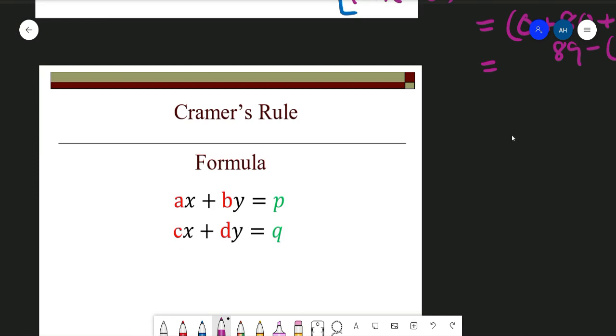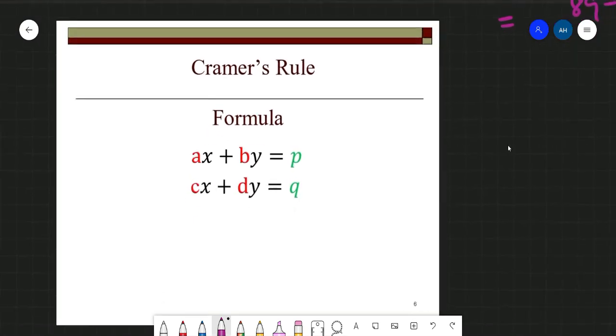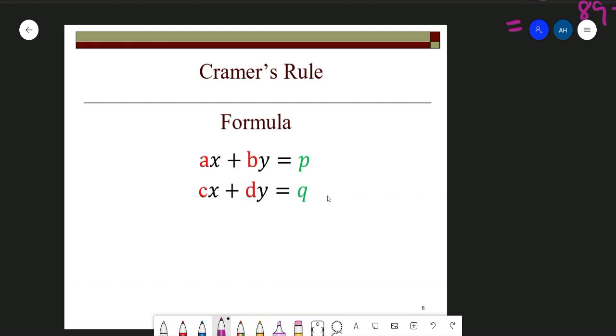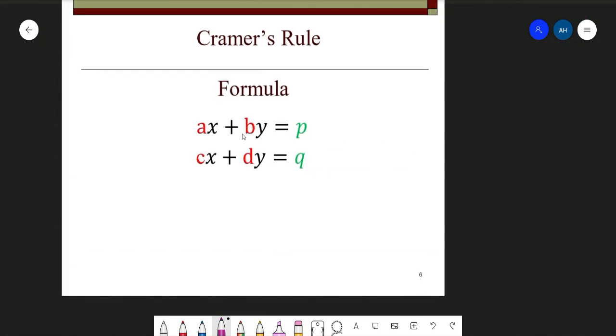All right, now Cramer's rule for a 2 by 2 matrix. When we have a system of linear equations with two equations and two unknowns like this, see here. This system has two equations and two unknowns. The unknowns are x and y. We have the right hand side, green in color here, P and Q. That's the right hand side of the equations.